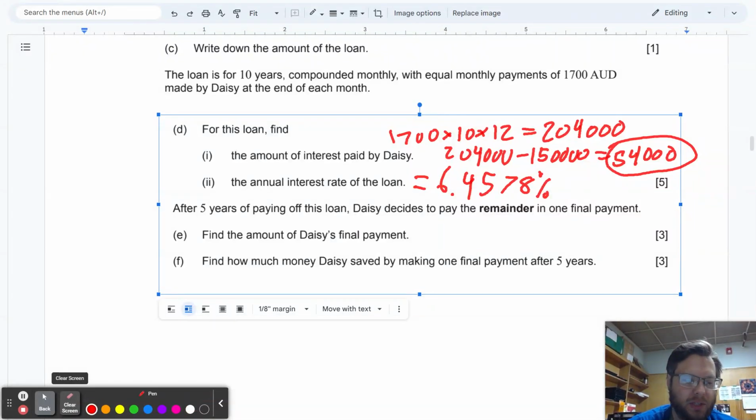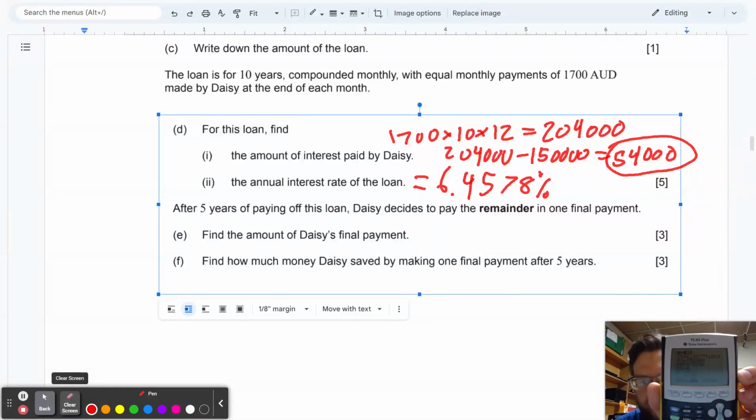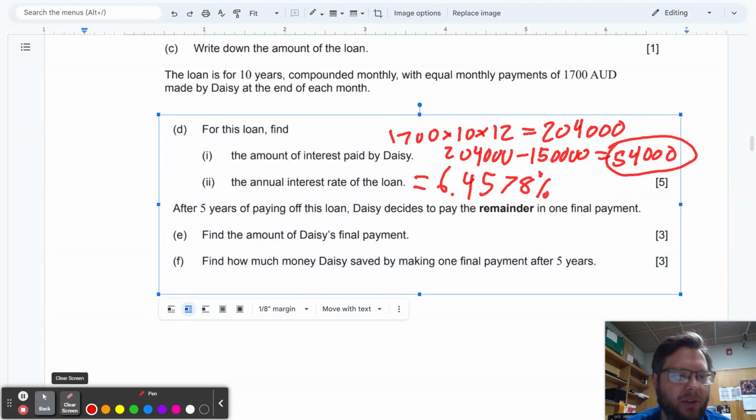Now, we change it even a little bit more. After 5 years of paying off this loan, so now I'm going to keep the I percent in there, but I'm going to change my N to 60. 5 years is 60 months. I can keep my PV the same. I can keep my PMT the same. I'm just going to ask it to solve for the future value.